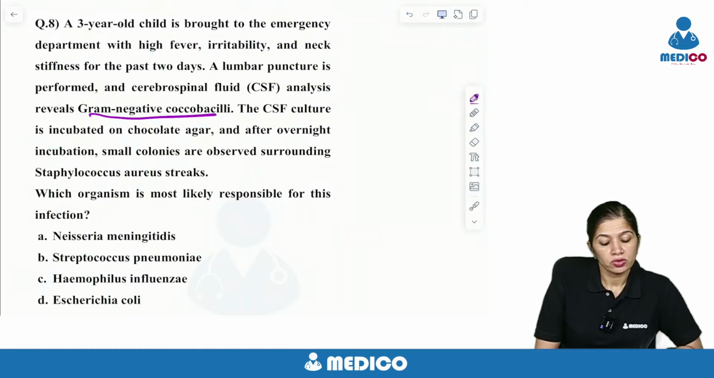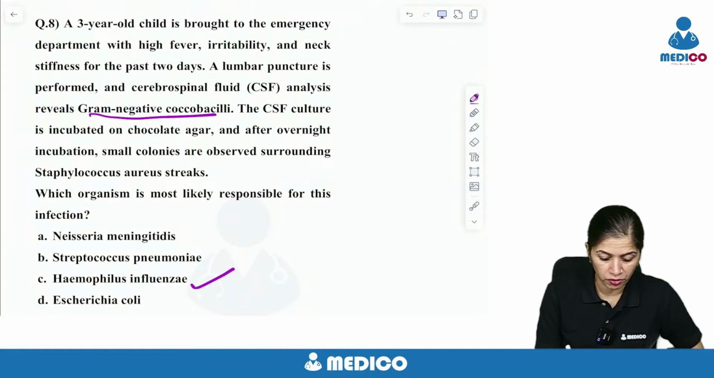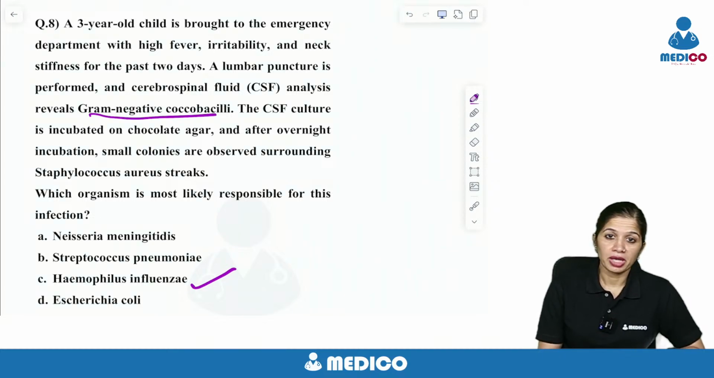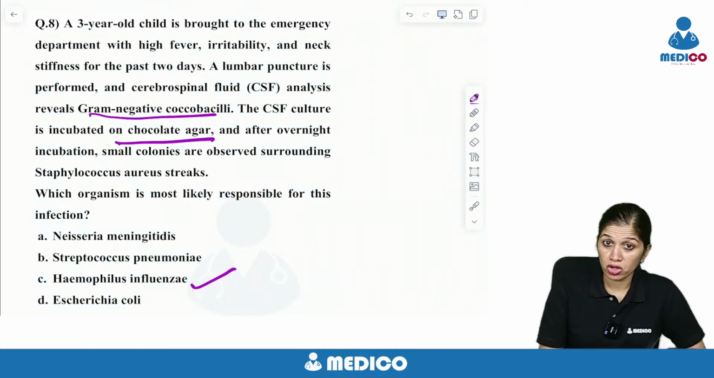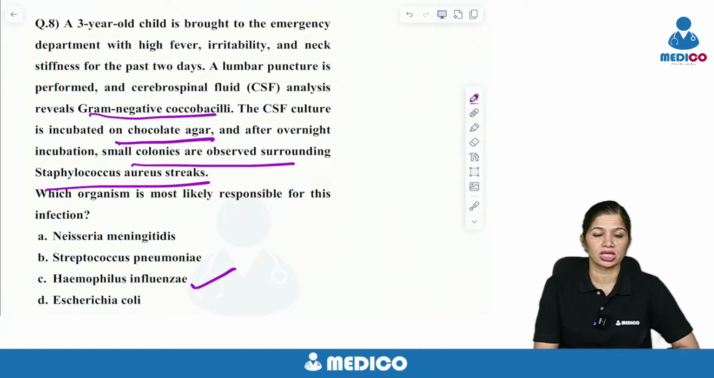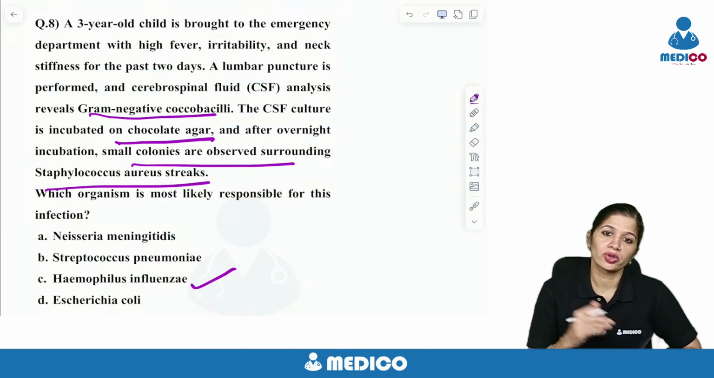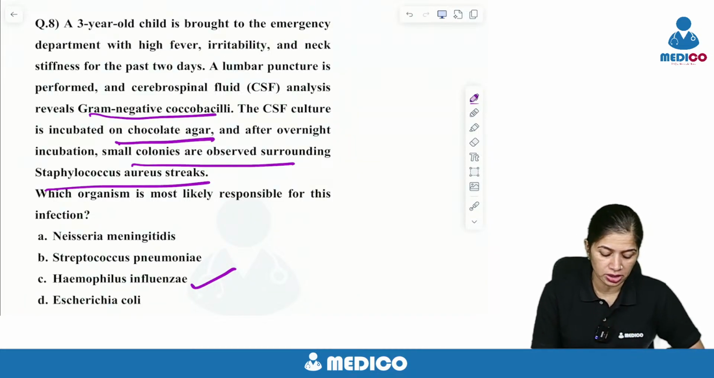So even if you don't know anything about this question, just by looking at the gram-negative coccobacilli, you can say that it's not Neisseria meningitidis, it is not Streptococcus pneumoniae, and it's not E. coli. Okay, but there are other pointers to suggest why the answer should be Haemophilus influenzae. It is gram-negative coccobacilli incubated on chocolate agar, producing small colonies around Staphylococcus aureus streaks. What would you call that? It is called satellitism. Okay, so you can see satellitism, and all these are pointers towards H. influenzae.